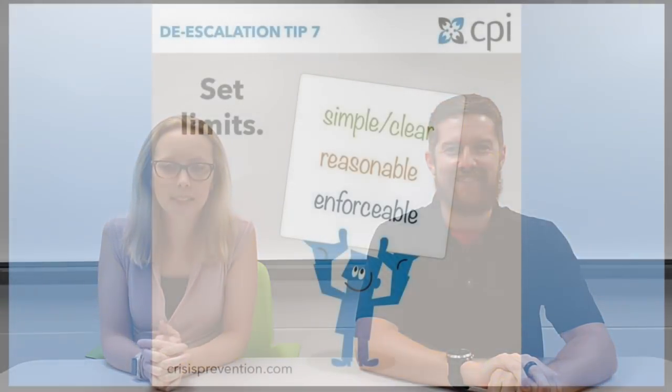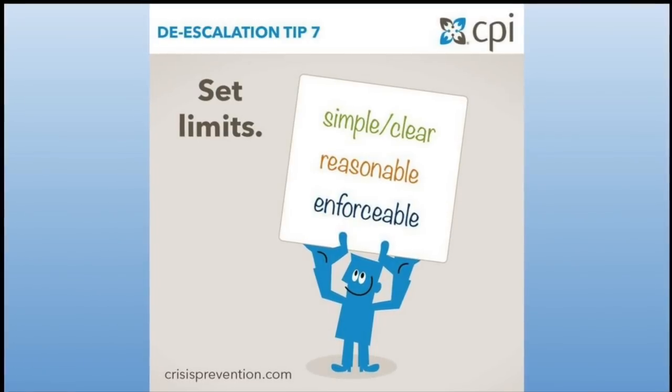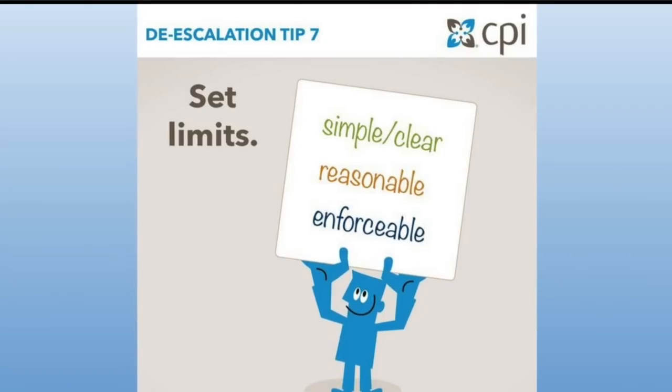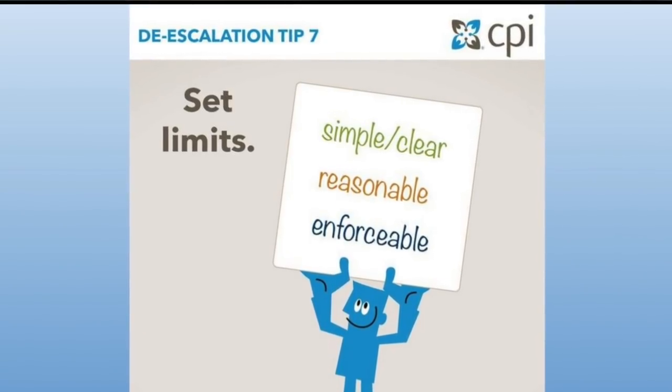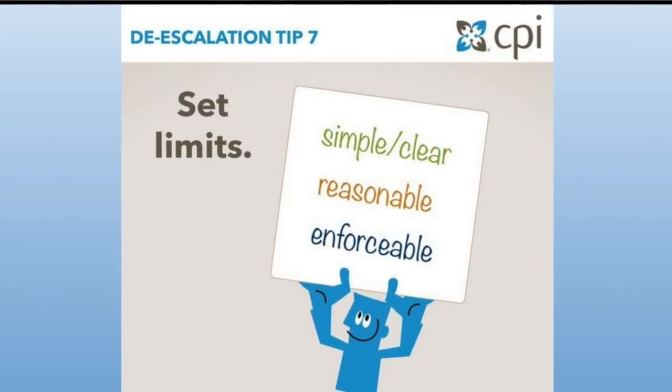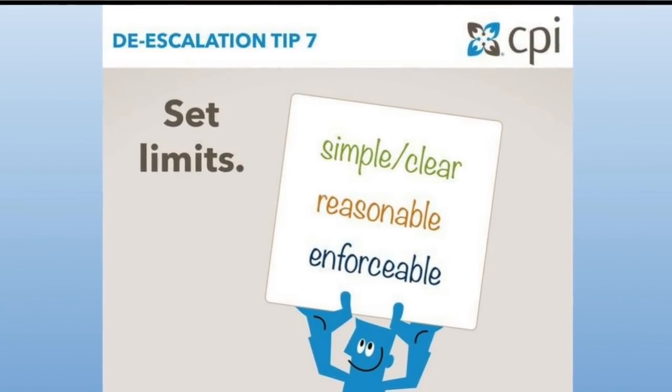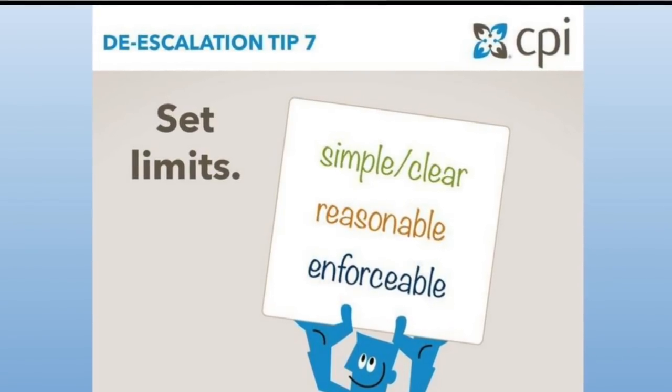Okay, we're gonna move into one of my favorite things to talk about, which is tip number 7, setting limits. There are 3 main factors when we think about limit setting. Again, you can find all of this on CPI's website. They talk a lot about limits as well. I believe they also have some resources on limit setting if you wanted to dig a little bit deeper into this. First and foremost, it should be simple and clear.